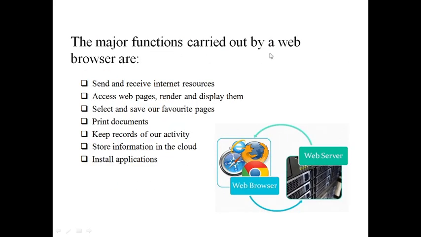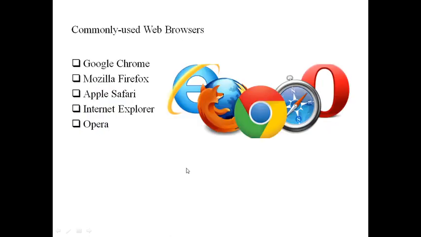The major functions carried out by a web browser are send and receive internet resources, access web pages, render and display them, select and save our favorite pages, print documents, keep records of our activity, store information in the cloud, install applications. Commonly used web browsers are Google Chrome, Mozilla Firefox, Apple Safari, Internet Explorer, Opera.